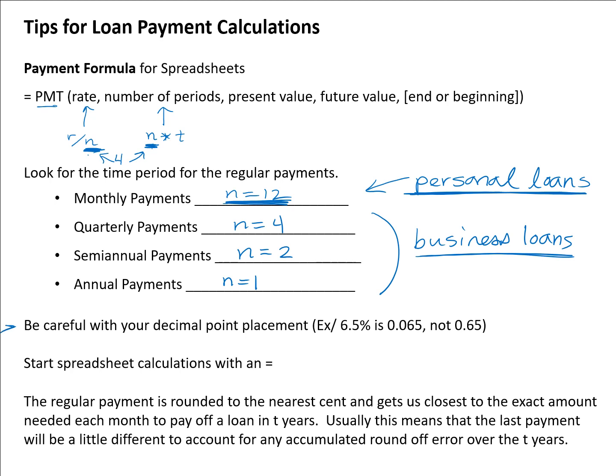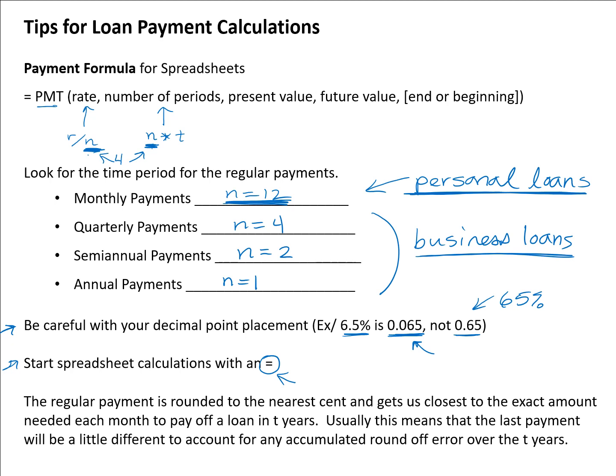The second thing I wanted to mention is be careful about your decimal point placement. 6.5% when you convert it to a decimal to put it into the formula is 0.065. It is not 0.65. Just leaving off that zero makes it go from a 6.5% interest rate to a 65% interest rate. That's a big difference in how much you're going to owe the bank. And it will totally mess up your answer. So watch your placement in terms of your decimal point to make sure that you get the right answer. Another quick reminder, always start your calculations in a spreadsheet with an equals sign.